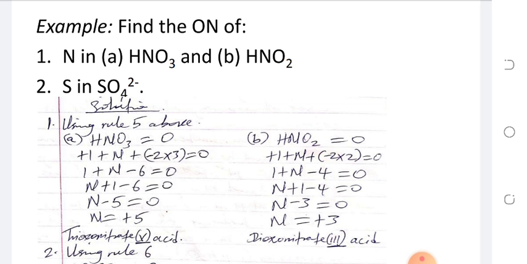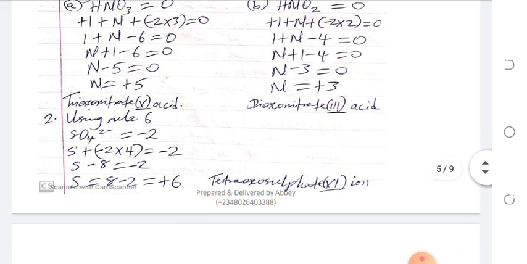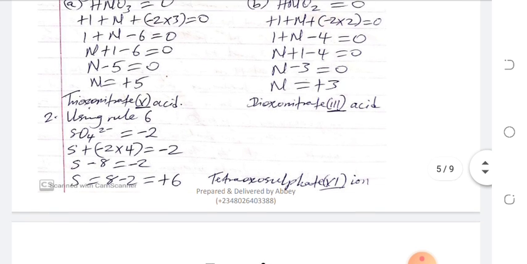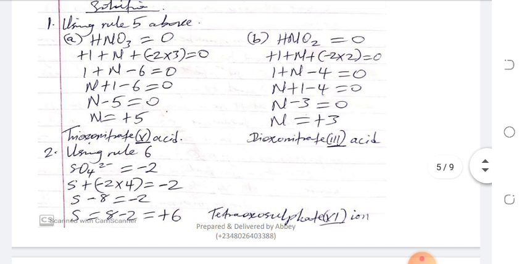Dioxo means there are 2 oxygen atoms there, HNO2. Then the next question says we should find the oxidation number of sulfur in SO4 2-. So according to rule 6, we equate the sum of all the oxidation numbers of the atoms in that ion to be equal to -2, because this is an ion. Our previous examples were compounds. HNO3 is a compound, HNO2 is a compound, SO4 2- is an ion.